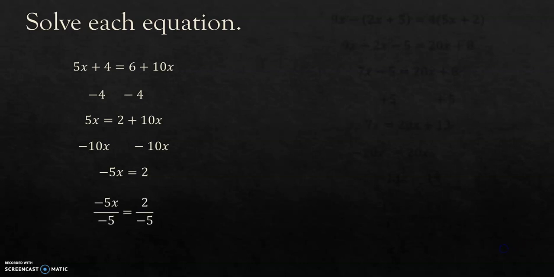5x plus 4 equals 6 plus 10x. Subtract 4 on both sides. 5x equals 2 plus 10x. Subtract 10x on both sides. -5x equals 2. Divide by -5 on both sides. x equals -2/5.